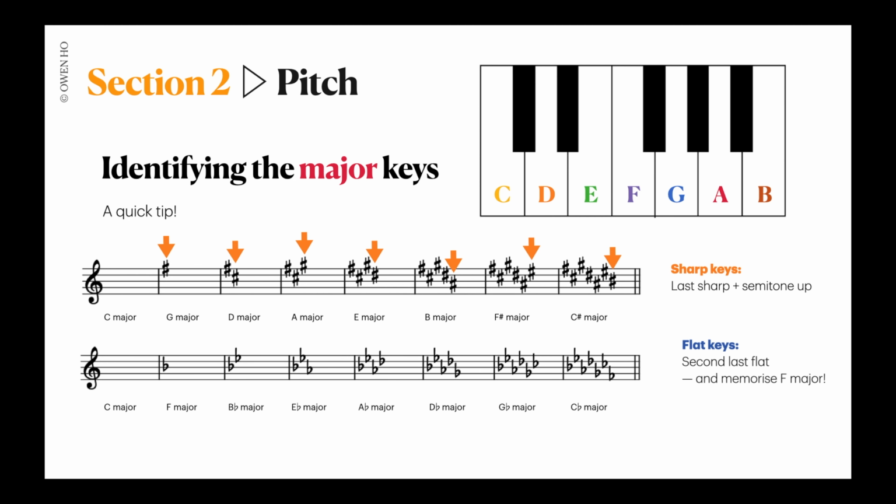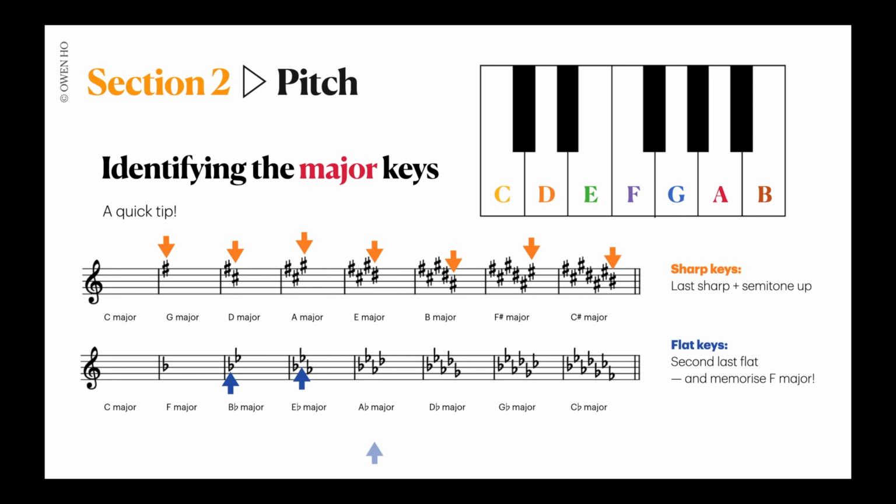For the flat keys, we look for the second last flat, because it tells us exactly what the key is in major key. In the first example, we have B flat major, in which the second last flat is the B flat. And in the next example, E flat major, the second last flat is an E flat. And the remaining examples follow the same logic.